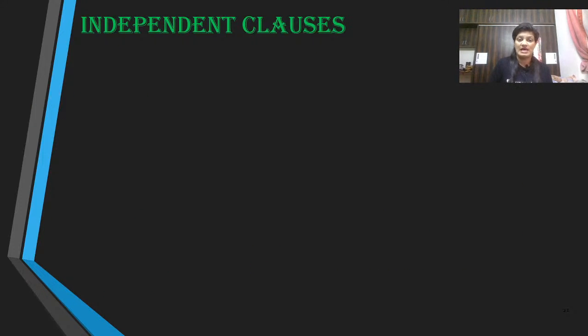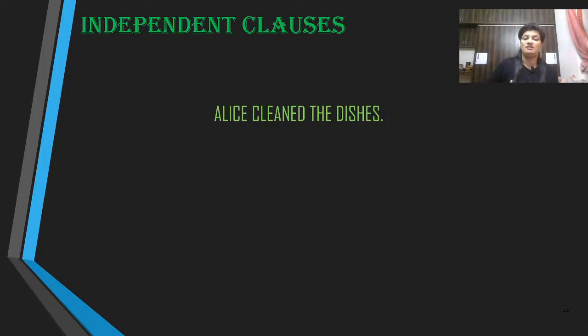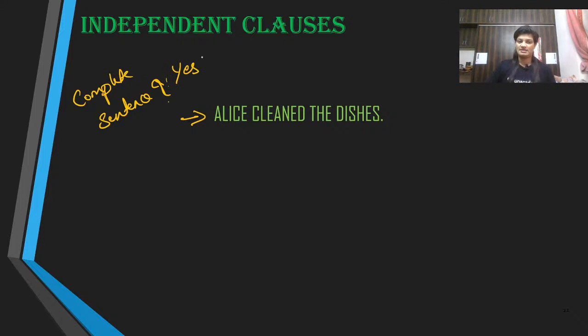Let me explain what independent and dependent clauses are. First, let us understand independent clauses. Here I need you people to be a little interactive with me, only then I will be able to continue. Alice cleaned the dishes. Now my question is, is it a complete sentence? Yes or no? Yes, it is. No, it is not. Answers: Shritija, Noor Fatima.